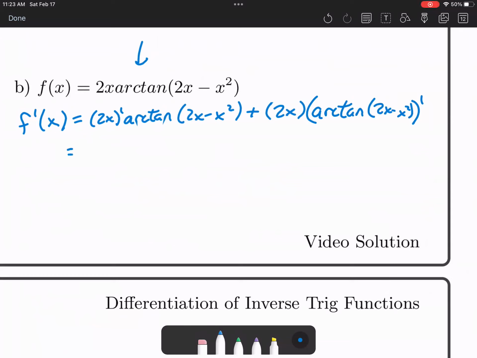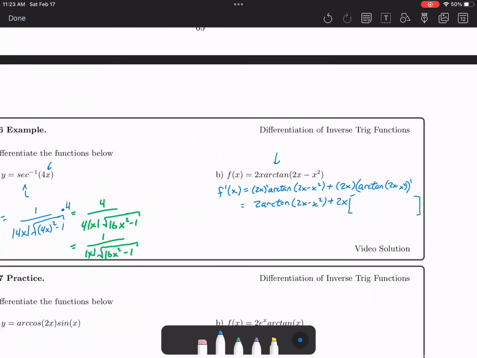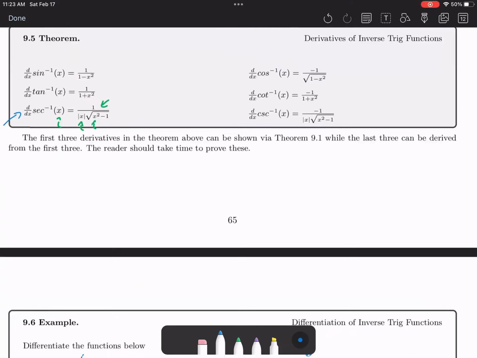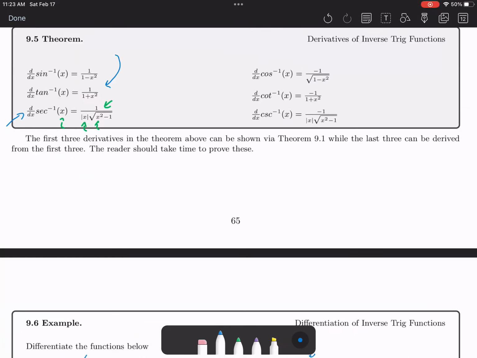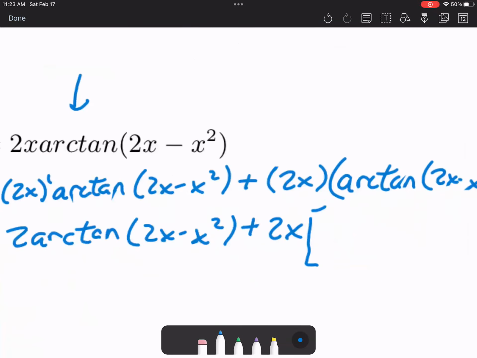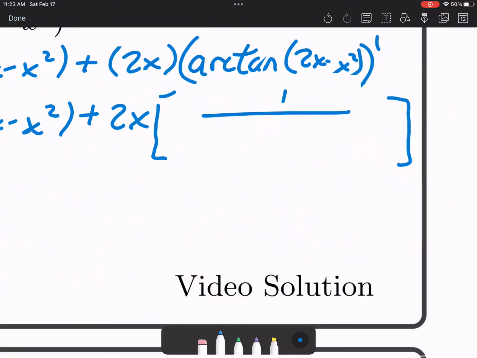Okay, and now I can tell myself what derivatives are. So this will give me a 2 arctangent of 2x minus x squared plus a 2x. And now we have to worry about what is the derivative of the arctangent function. So the arctangent function, by going up here, will give 1 over 1 plus x squared. So this would be 1 over 1 plus 2x minus x squared, squared.